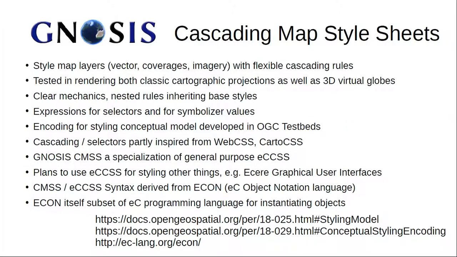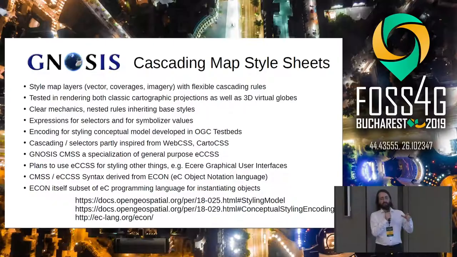So now about the actual GNOSIS CMSS, the styling language. The goal is that you can style multiple map layers, whether it's vector, imagery, or coverage, and it's all based on a cascading rule system. And we're testing it with both the classic cartographic projection, but also with virtual 3D globes. The idea is to have very clear mechanics with nested rules that can inherit, so you use a more general rule, but then for specific cases with additional selectors, you change some specific part of the style. So it can result in very concise styling, very expressive, very easy to modify.